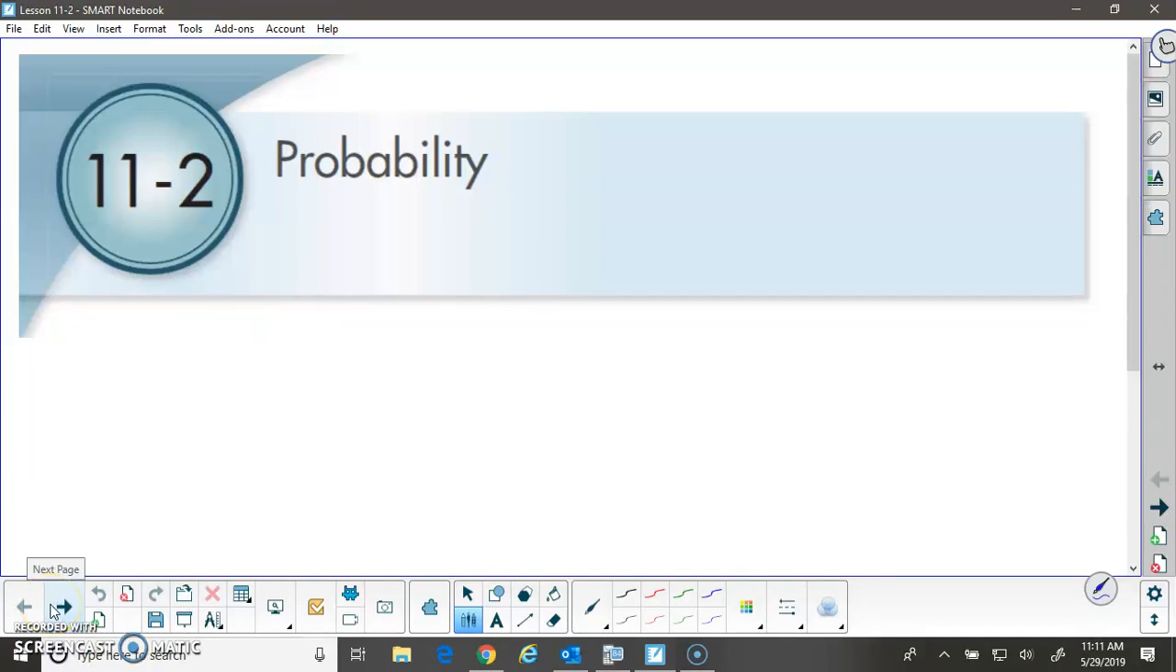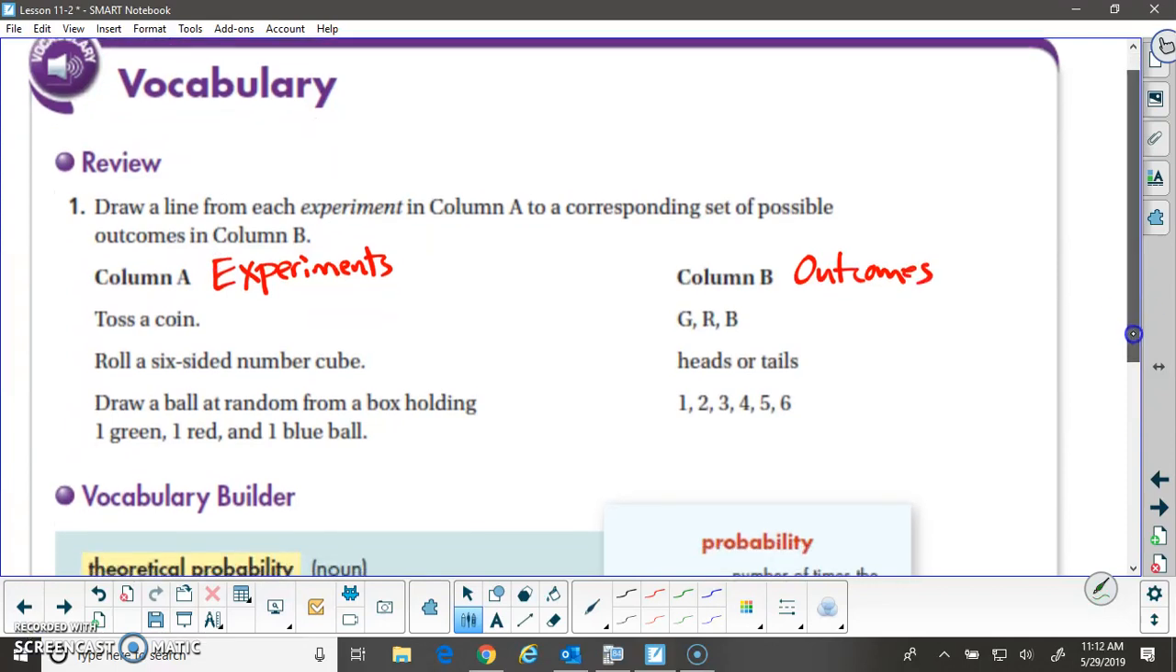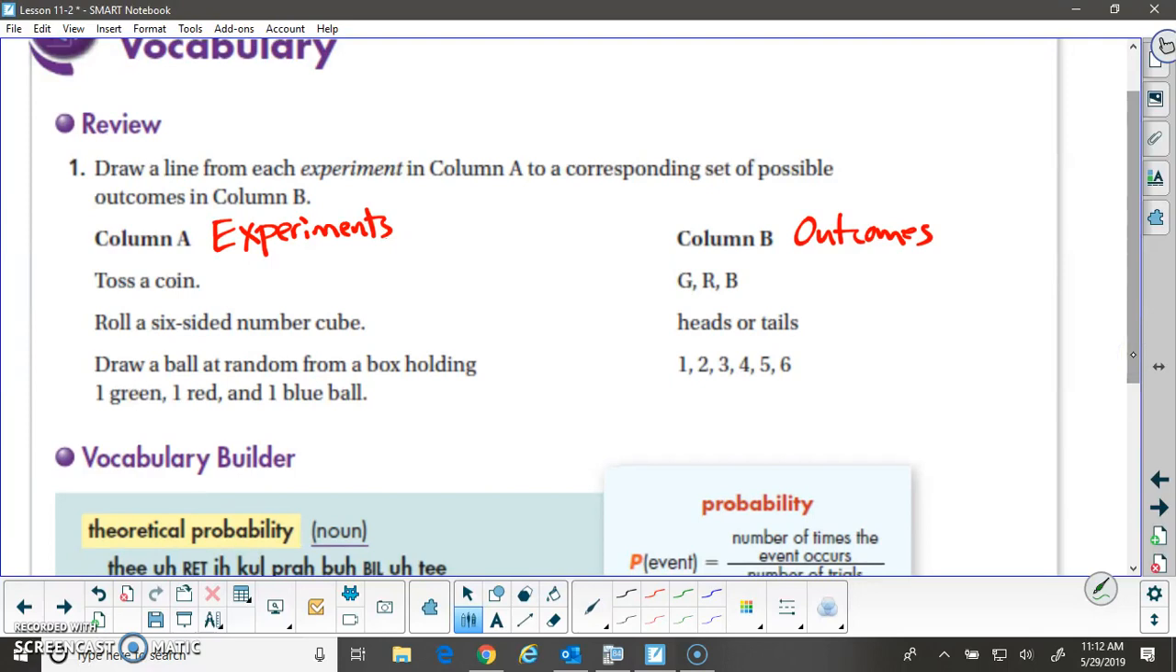Lesson 2 of Chapter 11 is on probability. First, before we do this, I've got two columns, and the first column represents experiments, and the second column represents outcomes. If we match the experiments with the outcomes, the first experiment says tossing a coin. Obviously that one matches to this because you have two different outcomes, heads and tails.